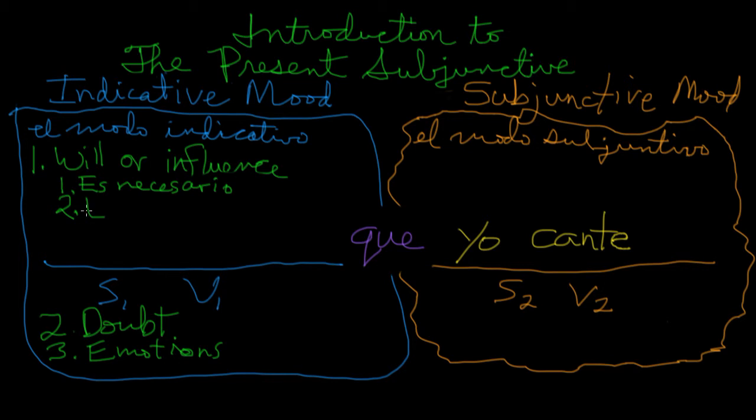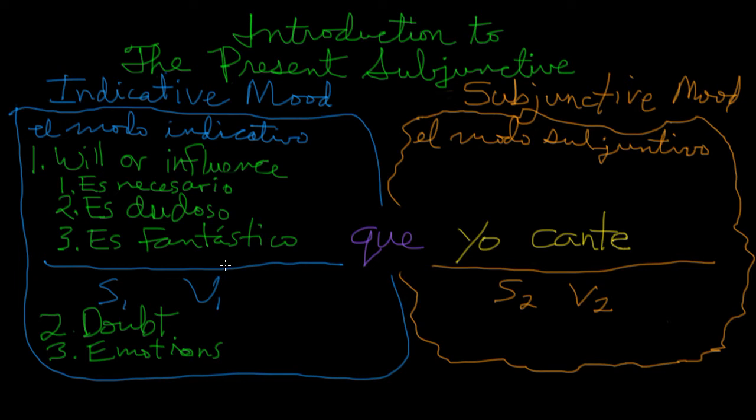Second, for doubt, we can just use the verb doubtful. Es dudoso que yo cante. And an emotion might be es fantástico, with an accent, que yo cante.